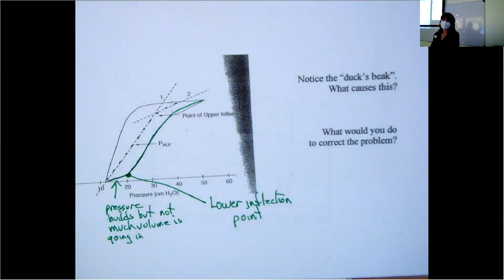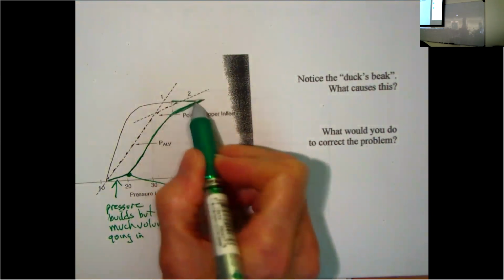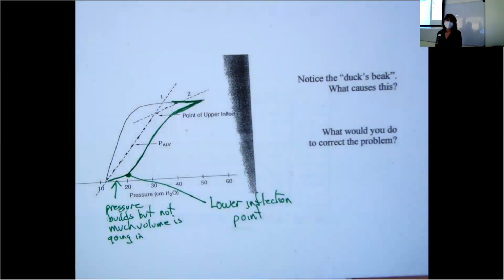Oh no, it's talking about the duck's beak, sorry. Okay, so there's something else to show you on this hysteresis curve. At the top of the curve, they call this a duck's beak. Does that look like a duck's beak? If you use your imagination.